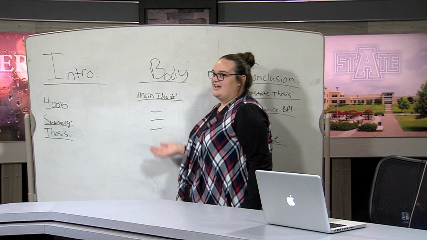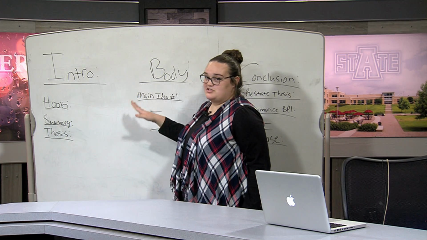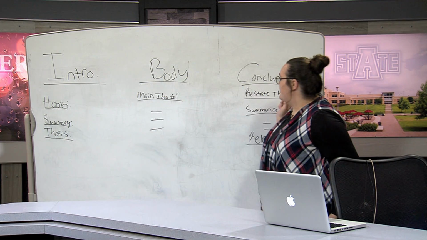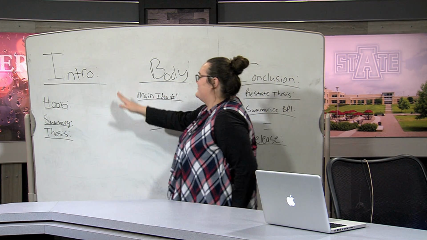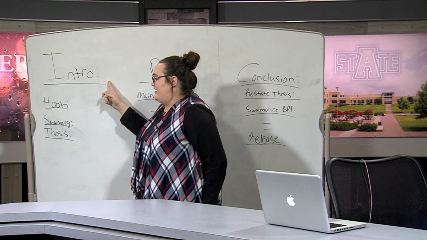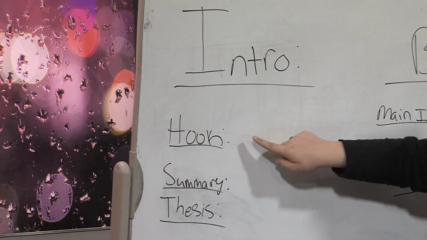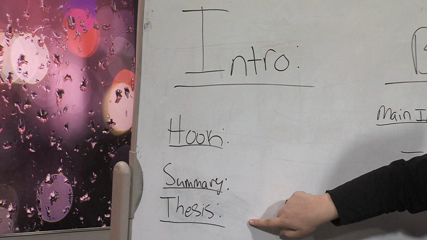So here we go. An essay is divided basically into three parts. You have your intro, your body, and your conclusion. Let's start with the intro. Our intro is basically divided up into three sections. You have your hook, your summary, and your thesis.